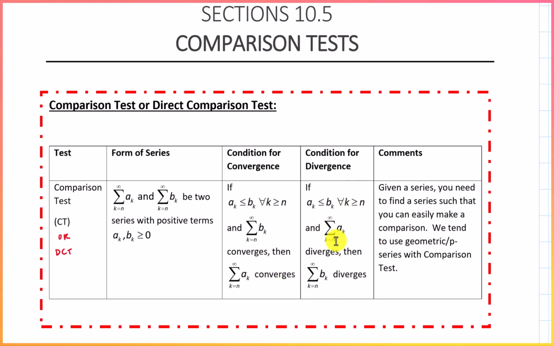Just a couple of comments. When we are working with the comparison test in general, especially the direct comparison test, you have to first find a series that you can easily compare to. The ones that we know right now that would be easy to compare to are the geometric and the p series. So those are good ones to think about. Let's look at a couple examples.